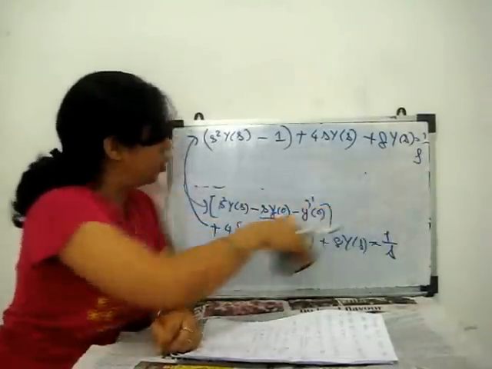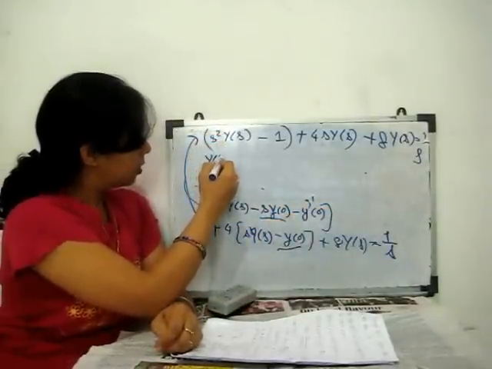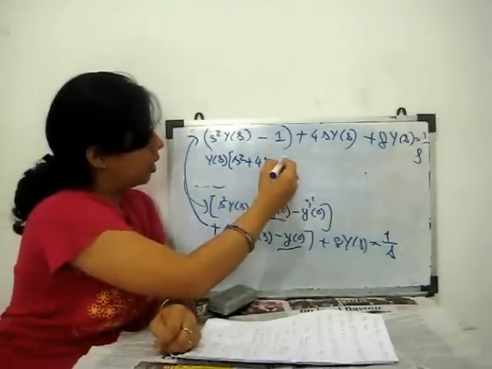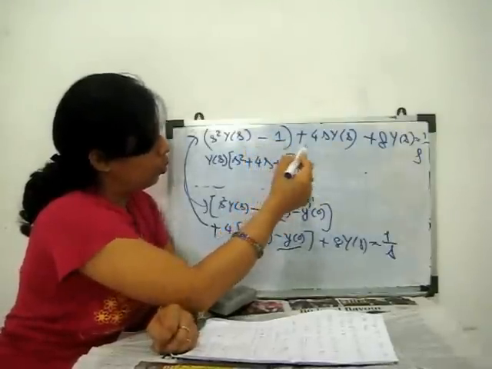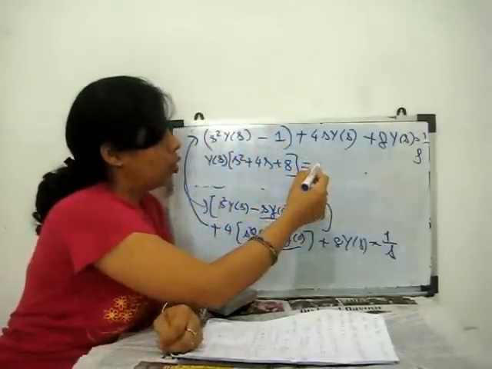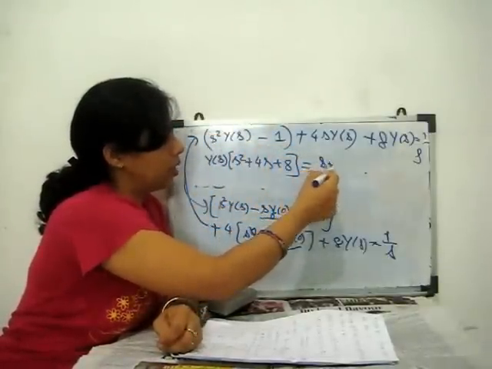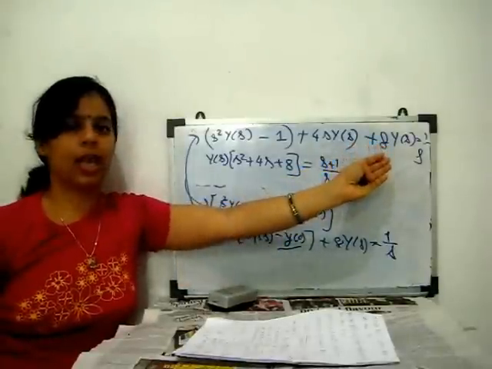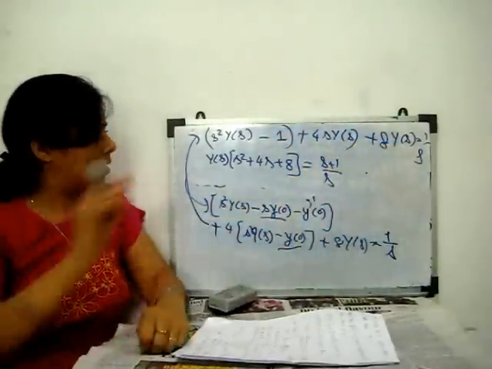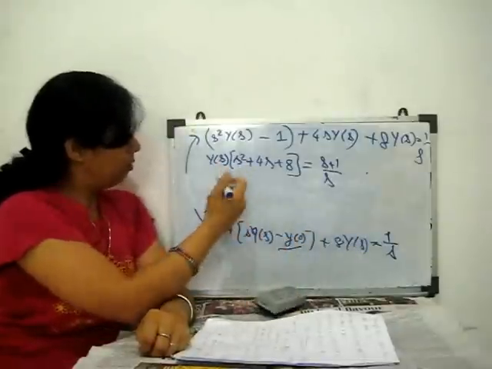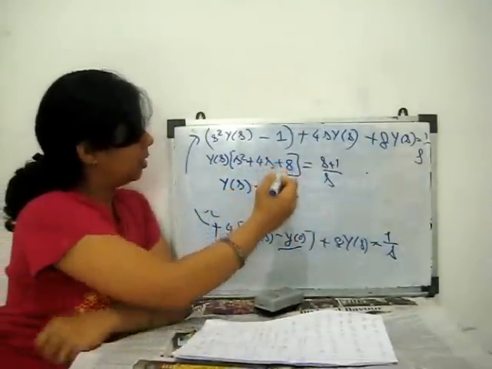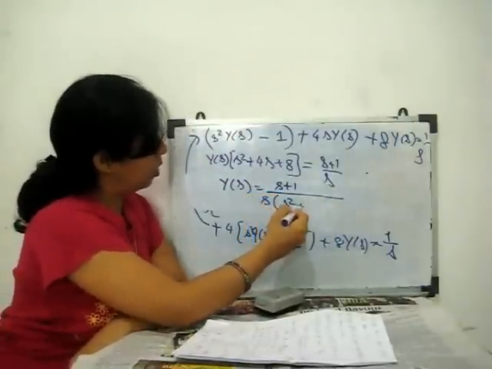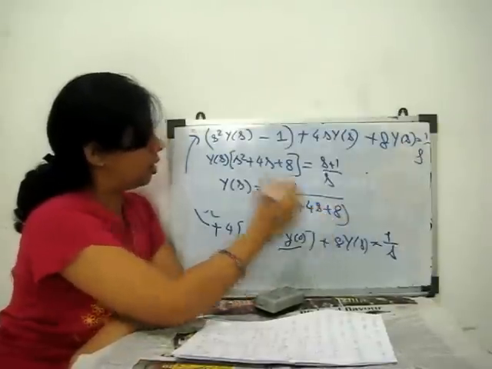Step 3. So see, Y(s), coefficient of Y, s square plus 4s plus 8 equal to 1 by s plus 1. So 1 by s plus 1 means s plus 1 by s. Is this easy? Yes, I take the LCM. Now the value of Y(s) is s plus 1 upon s square plus 4s plus 8.